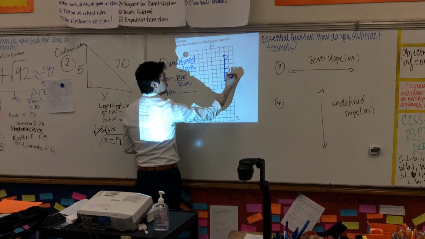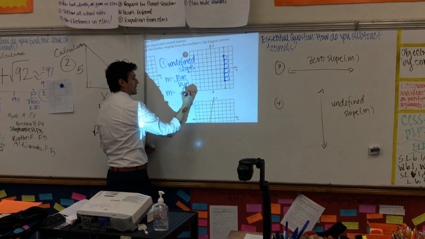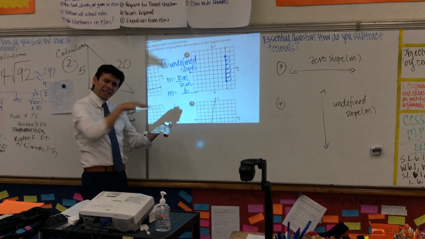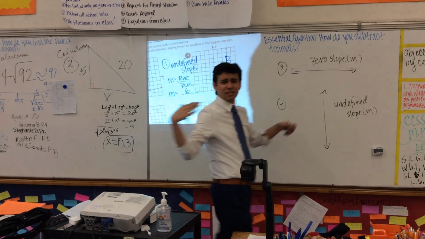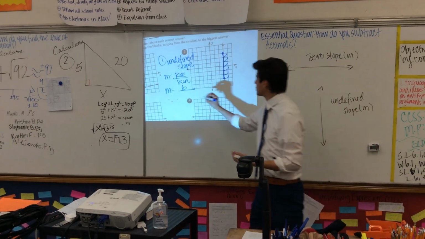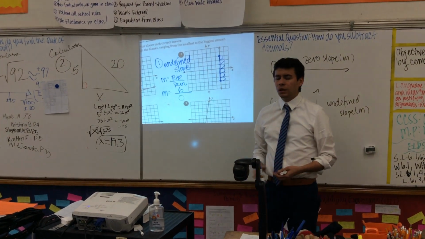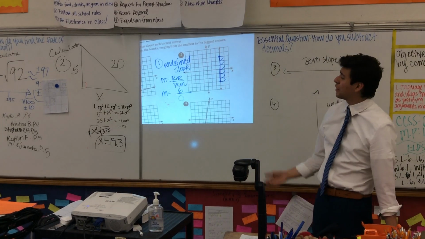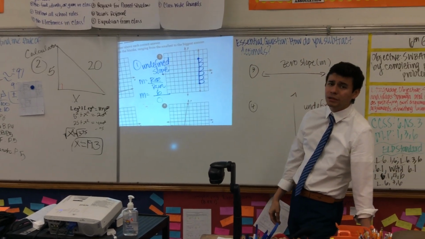So you could count this as your rise though. 1, 2, 3, 4, 5, 6. Your rise is 6. But are you running anywhere? Are you going side to side here? You're not. So your run is 0. Doesn't that look weird? Could you ever have a 0 at the bottom of a fraction?